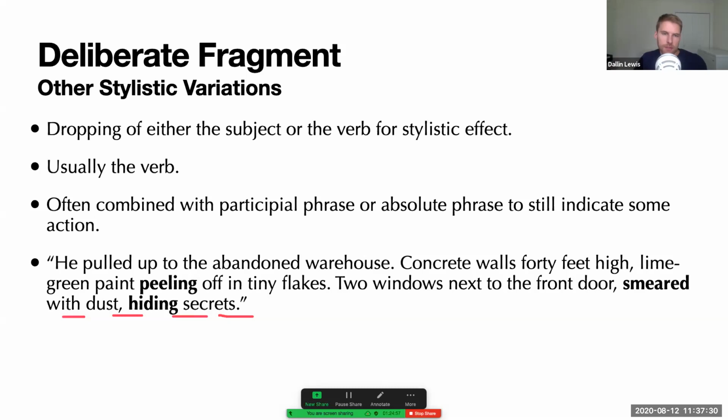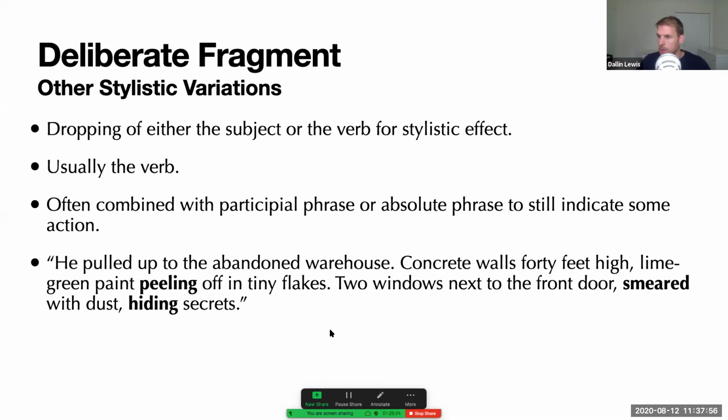And then deliberate fragments. So normally you would need a subject and a predicate in all your sentences to make them independent clauses, but for stylistic effect, you can drop one of them. And usually you need it to be implied, which is what is being dropped. So usually we drop the verb, and since participial phrases are adjectivals that give nouns a sense of action, they're often used to good effect in sentence fragments, like this one.